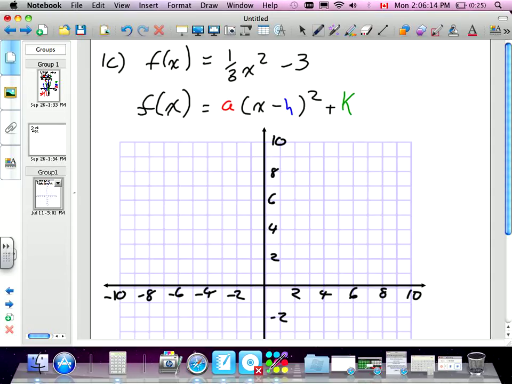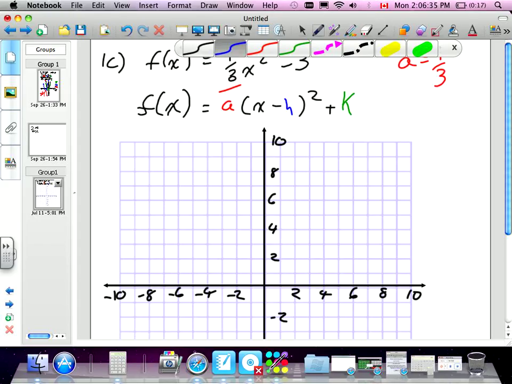So first of all, is there a value for a? What is it? 1/3. So a is equal to 1/3. So right away that tells me it's going to be compressed. It's going to be a fatter parabola. And because it's positive, it's opening upwards. Good. How about h? What's the value of h? 0. That's right. There is no bracket in here. So h is 0. In other words, I don't move left or right.